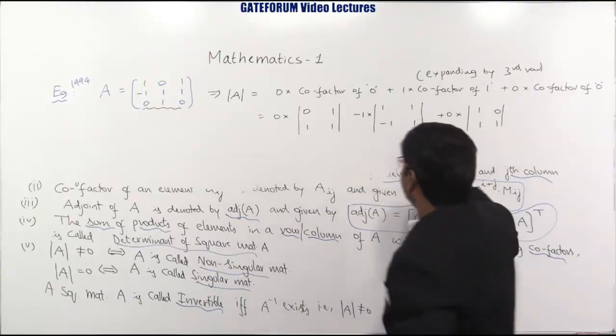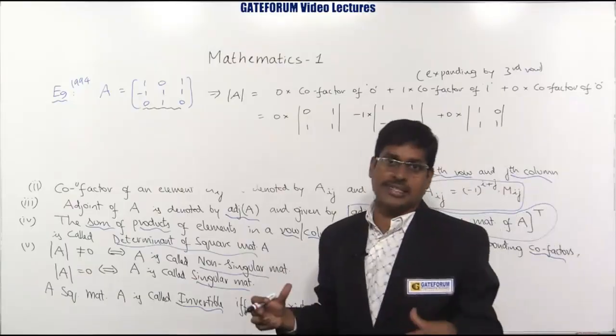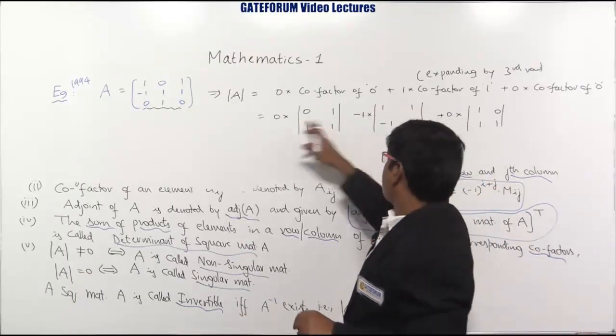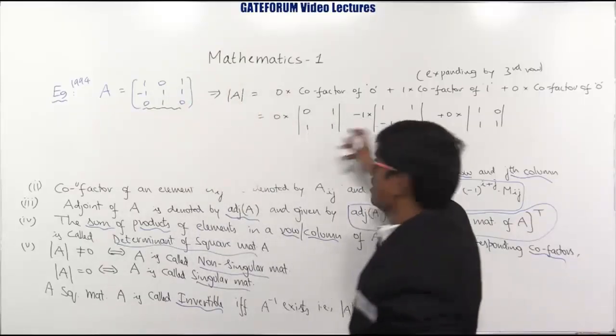Sir, why are you writing this 0 into determinant? 0 into anything is 0. I know, but because this is the first example, I want to write each and every step. Some elements are non-zeros. In some problems, all the elements are non-zeros, so in that case, this method is helpful.